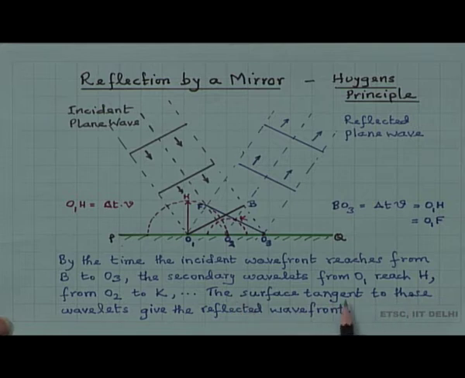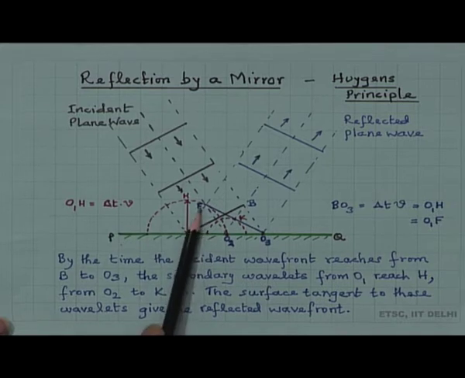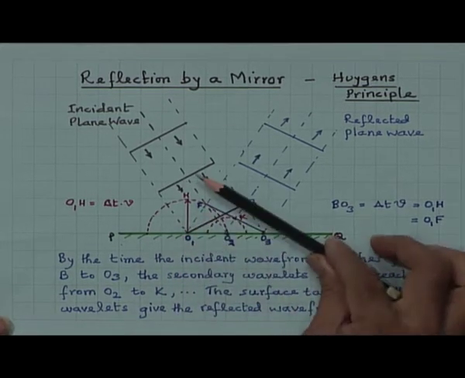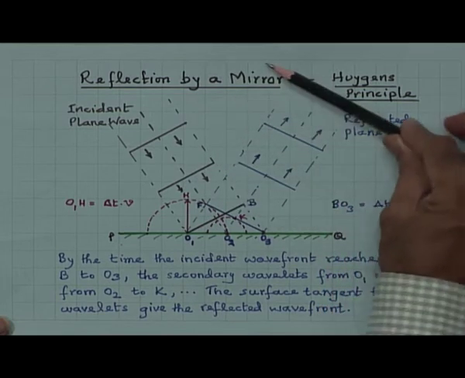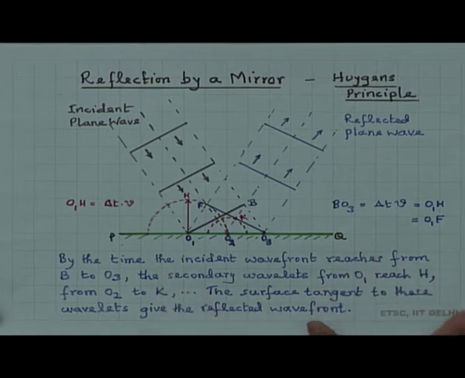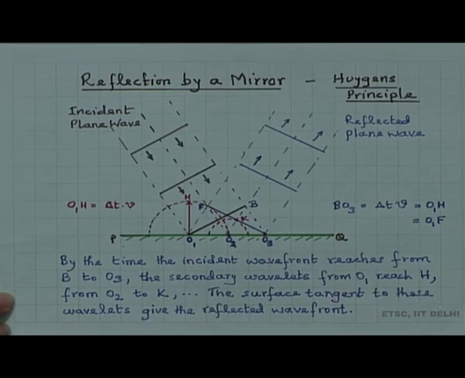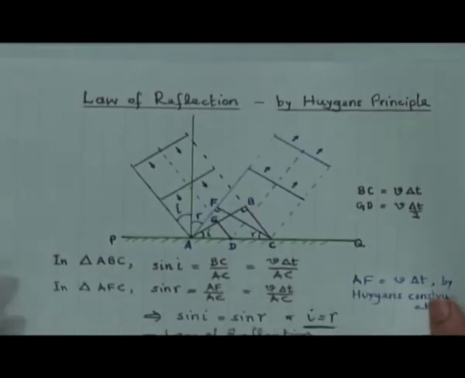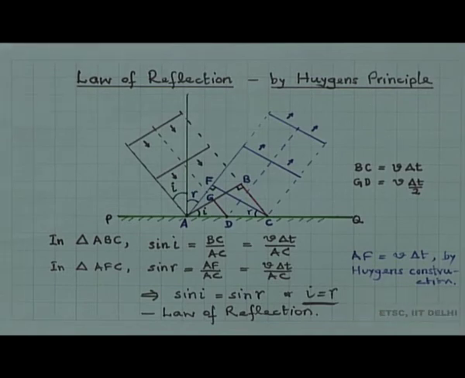And the surface tangent to these wavelets gives the reflected wavefront, which is shown here, which is a plane. Subsequently it will propagate as we have already illustrated. So, this represents reflection by a mirror. But let us see whether this satisfies the law of reflection. Let me put a better figure now.